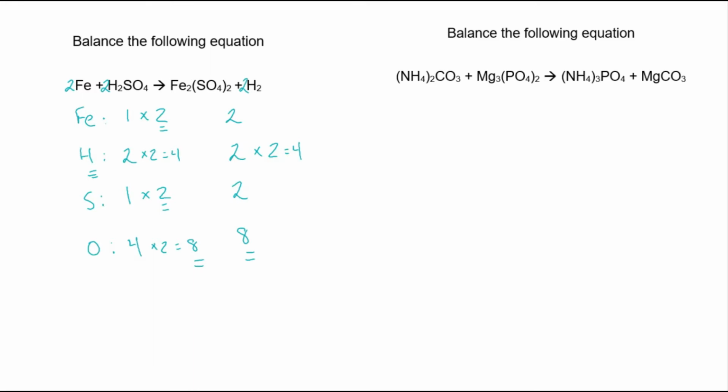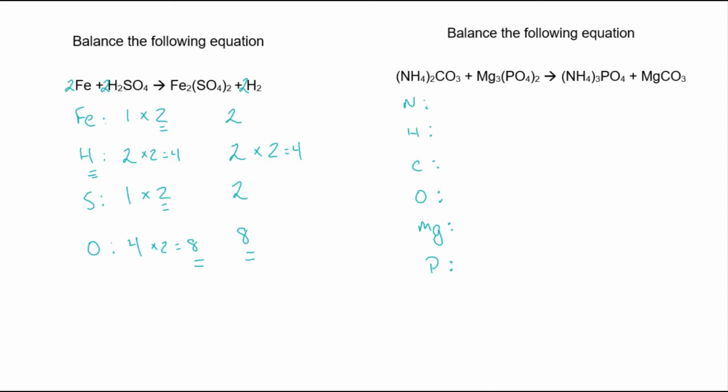Let's take a look at another example. Okay, this one looks, I know, very intimidating, but we'll just take it step by step and go through all the atoms. And then I will show you a shortcut at the end. I'm going to start just by listing out the atoms. So let's see, I have nitrogens, hydrogens, carbons, oxygens, magnesium, and phosphorus. And that is my complete list of atoms.